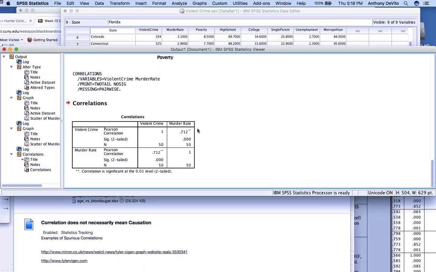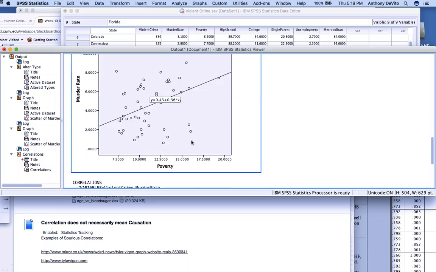Did I make a mistake and put the wrong one? Yeah, what are you going to do? Okay, let's stick with this one now that I did it. I got a nice strong association. For instance, if the poverty rate is 10%, we would expect that the murder rate is going to be about 3.7 or 3.8 per 100,000.